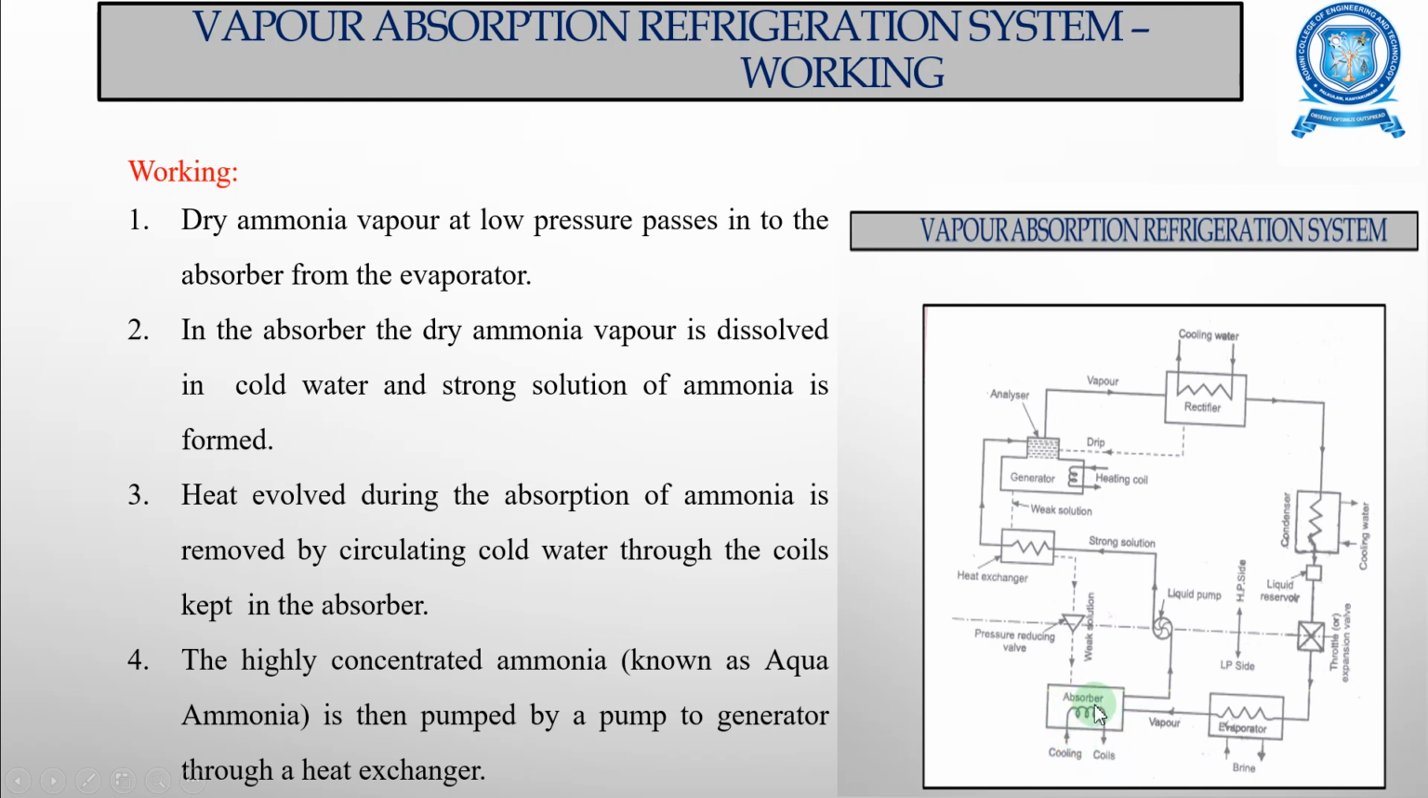You can see here the coils through which the cold water is circulated, that is in the absorber. This highly concentrated ammonia, which is known as aqua ammonia, is then pumped out by the pump to the generator unit. This is the generator setup, through a heat exchanger. There is a heat exchanger also here.